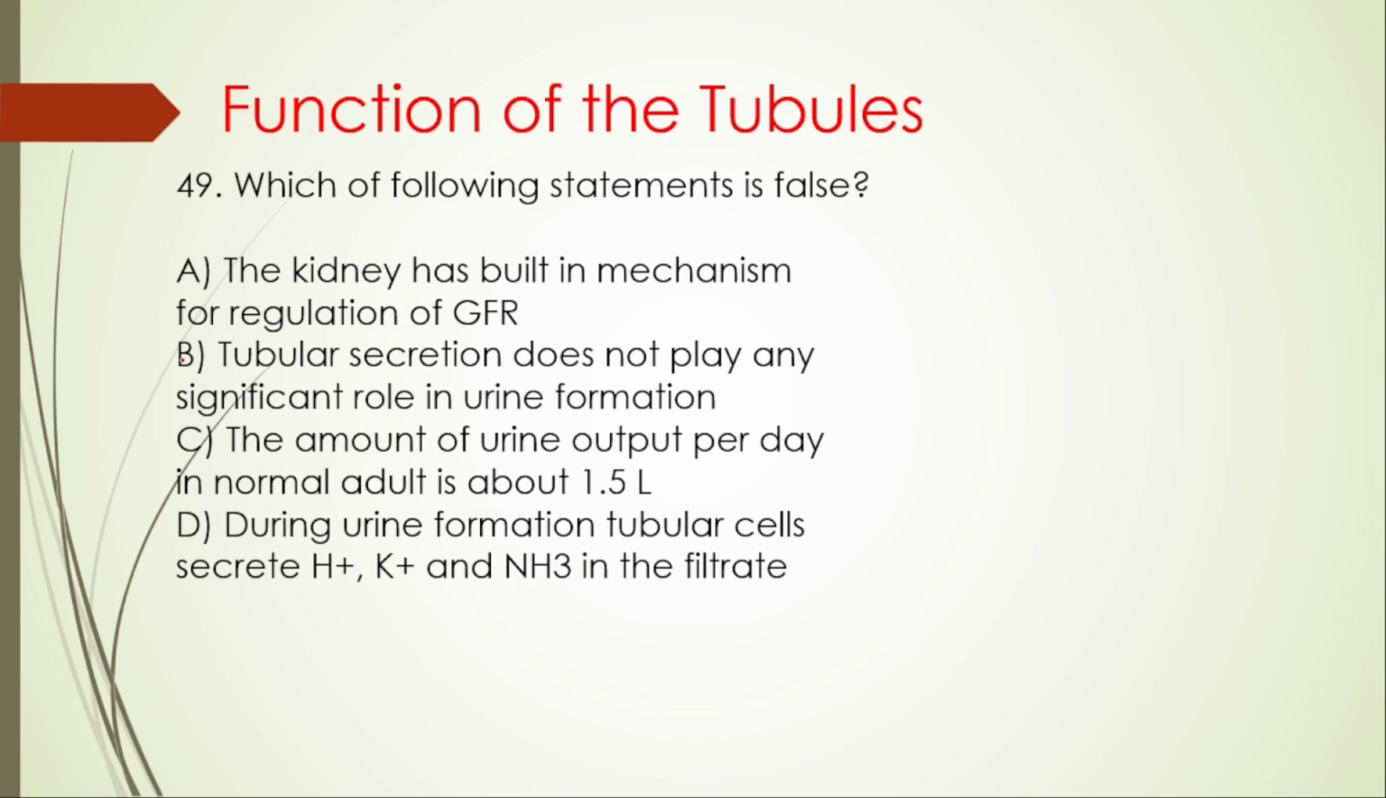That is 49th question. Which of the following statements is false? A. The kidney has a built-in mechanism for the regulation of the GFR. Yes, this is true. And then B. Tubular secretion does not play any significant role in the urine formation. And this one is false. B is false because tubular secretion is a crucial step in urine formation. It helps in the maintenance of the body's ionic and acid-base balance by removing waste products and excess ions from the blood into the filtrate. So this statement itself is wrong.